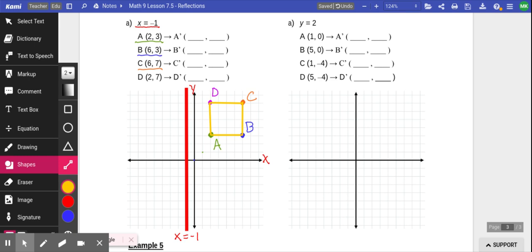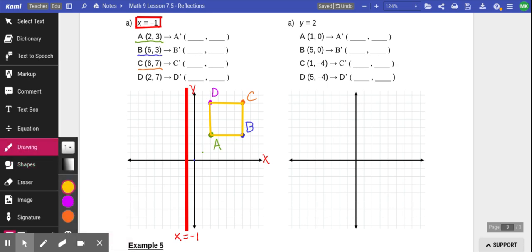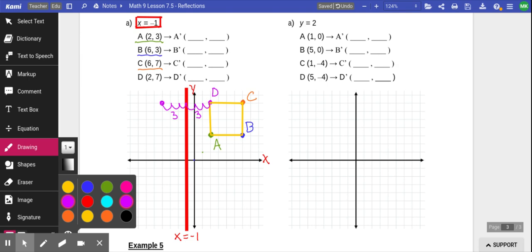Now I want to reflect it over the line x equals -1. Right? That's my goal. To do that, I need to figure out the distance that each one of these points is away from my line. So for instance, D is 1, 2, 3 away. That means D prime is going to be 1, 2, 3 away. It's going to be over there. That is now D prime.